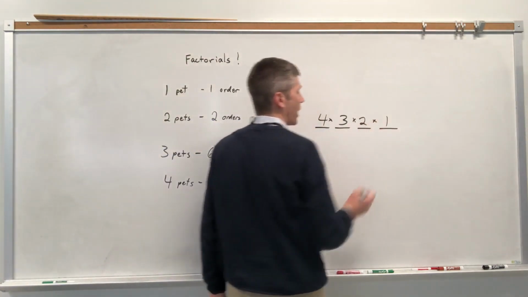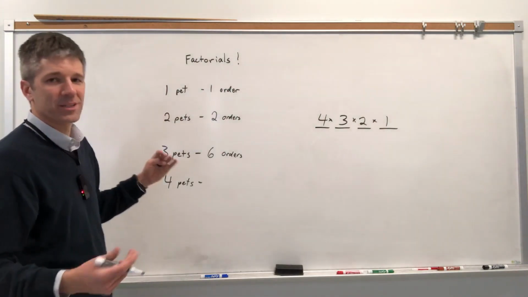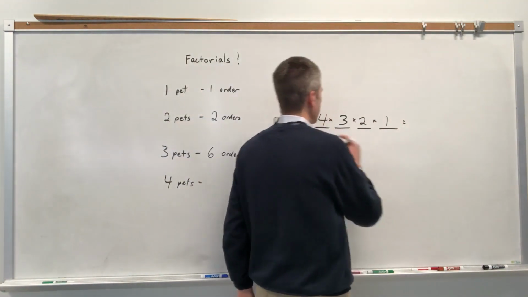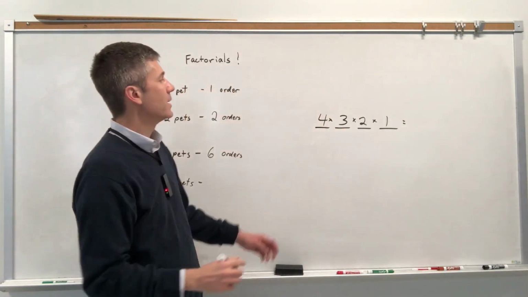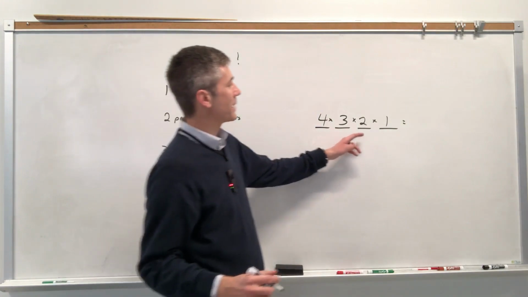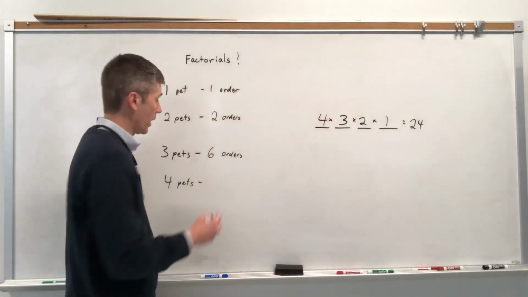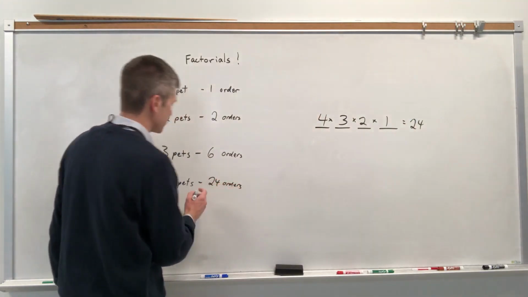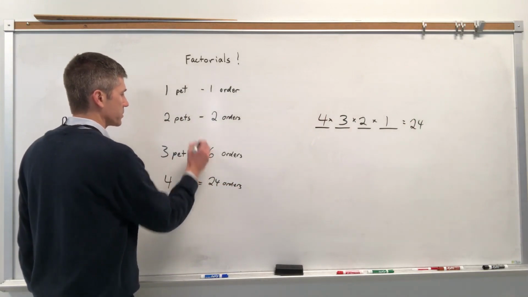And I multiply my options together. I could have done that on this one, or this one. It was just much more fun to talk about random animals. And so 4 times 3 times 2 times 1, that's 24. I could list them, and we'd be here a while. So there are 24 orders. This is not a subtraction sign.